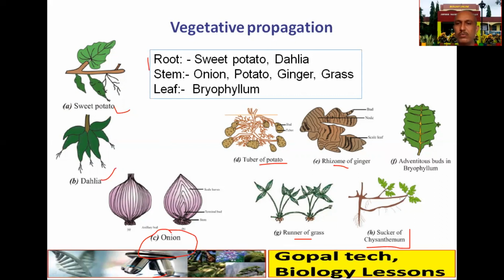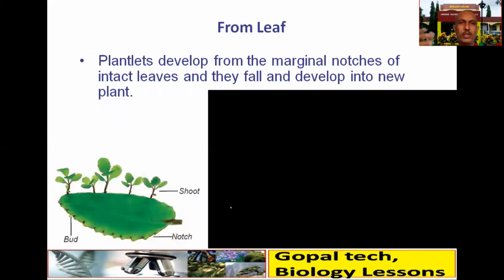Then if you consider a leaf, see bryophyllum. You can see here adventitious buds are found in the bryophyllum. Adventitious buds, you can see here. Everywhere there is a bud. These buds are present at the nodal region. From that, new plants are produced. So from the leaf, the plantlets develop from the marginal notch. You can see here, this is the notch. And intact leaves fall and develop into a new plant.